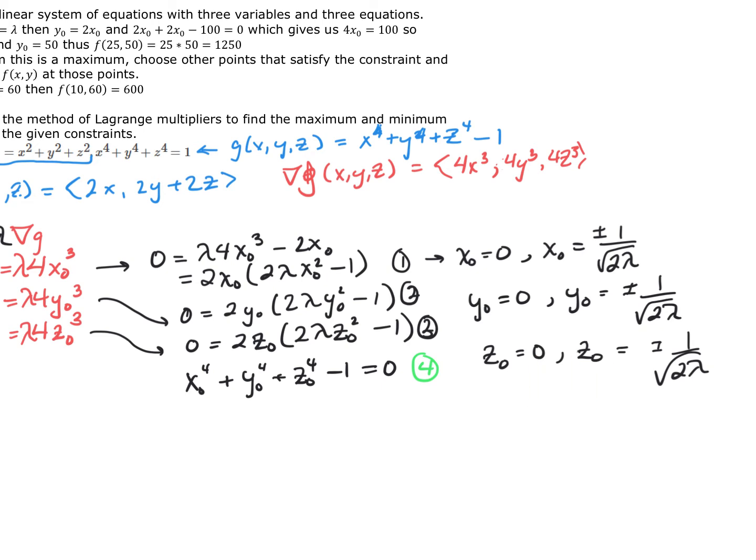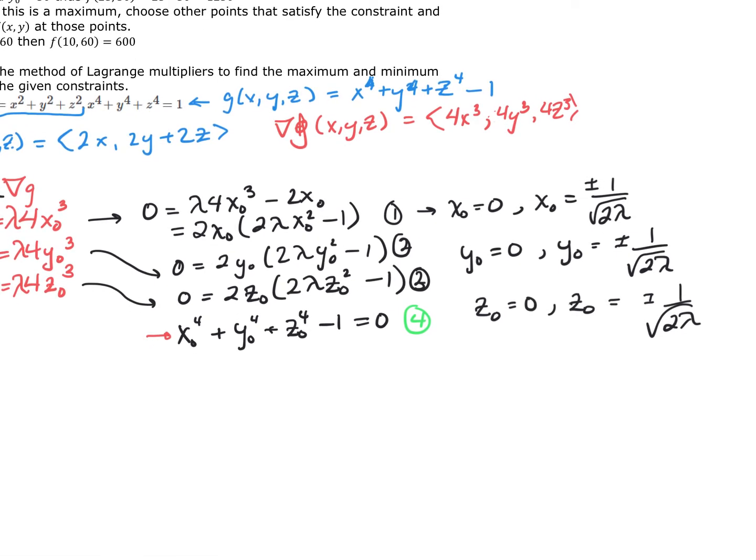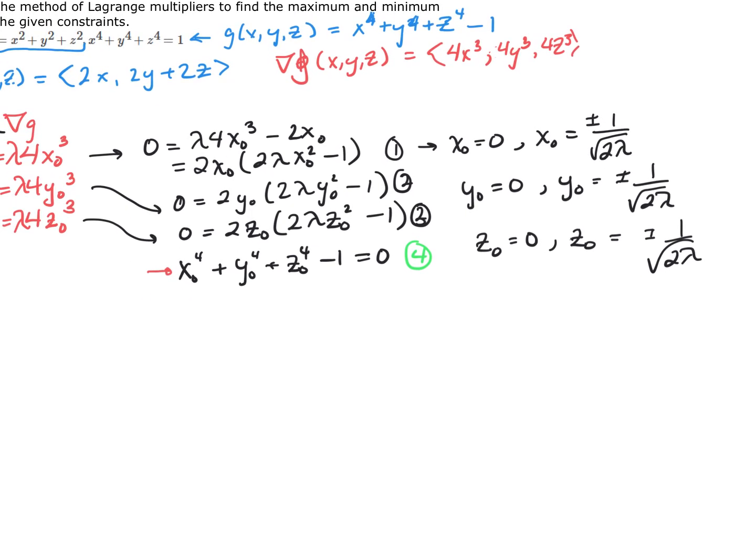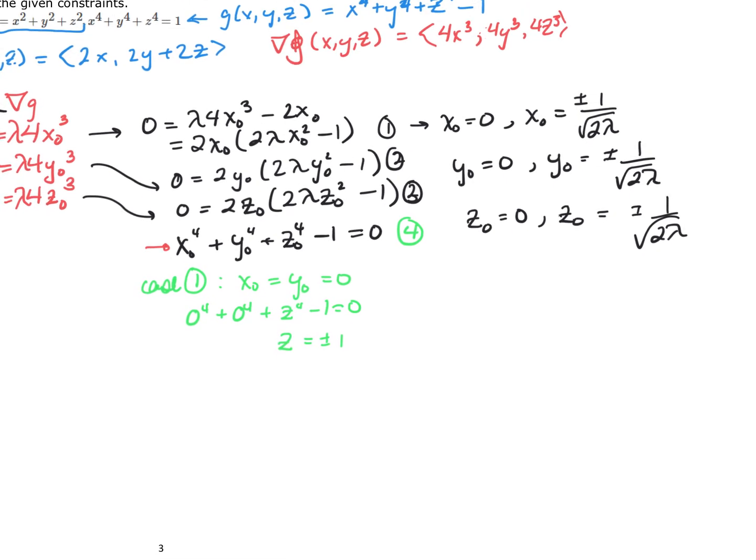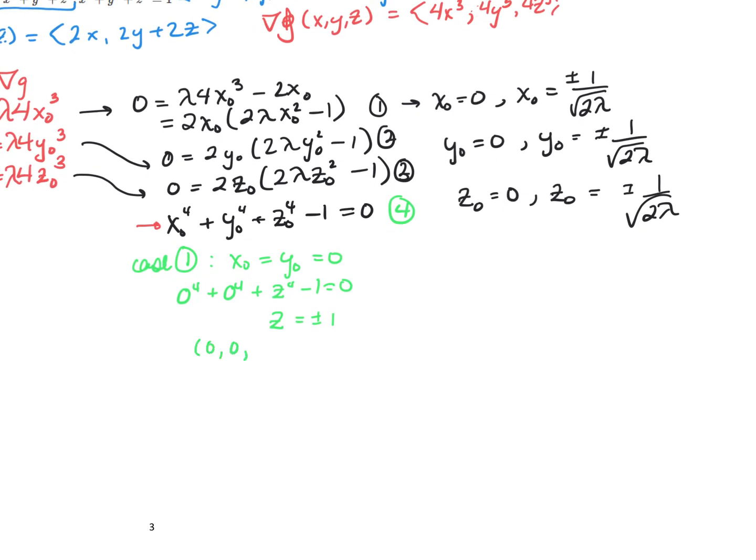So let's start with the lowest hanging fruit, and we're going to initially use this last equation, equation number 4, to help us out. So let's start with our first case. Case number 1: x naught is equal to y naught, which is equal to 0. Plugging this into equation number 4, 0 to the 4th plus 0 to the 4th plus z to the 4th minus 1 is equal to 0. z is equal to plus or minus 1. So I have (0, 0, 1) and (0, 0, negative 1).